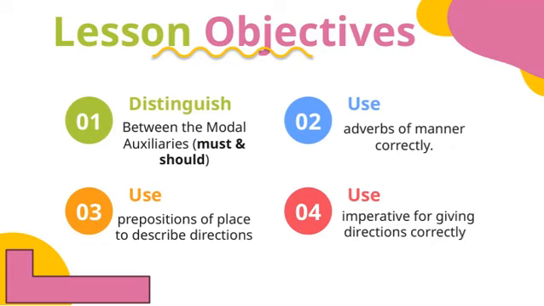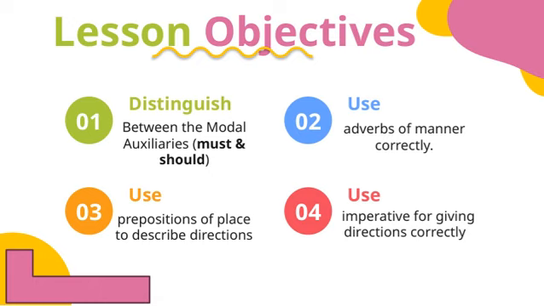Today, we're going to focus on some key language skills for giving clear directions. First, it's essential to know how to use imperatives correctly. These are the commands or instructions we give to guide someone effectively. Next, we'll look at adverbs of manner, which help us describe how actions are performed, making our directions more precise and natural. Then, we'll explore the difference between the modal auxiliaries, must and should. Understanding when to use each will help us convey necessity versus advice more clearly.